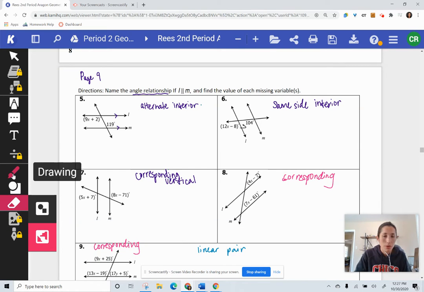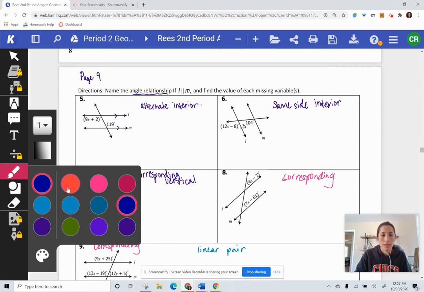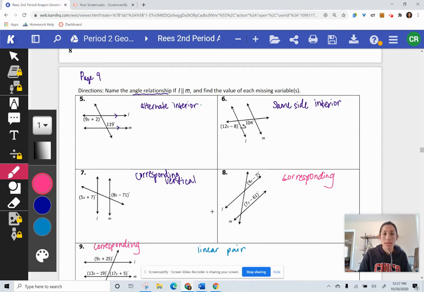Okay, we're going to be going over a little bit of page 9, and I'll just be giving you some useful tips for setting up these equations. So the first thing is finding out the angle relationship. These two angles here are both on the inside of lines L and M, and they are on different sides of the transversal. So that means they are alternate interior angles.